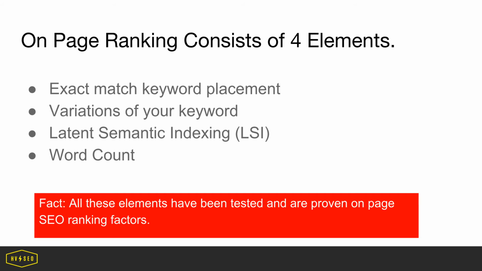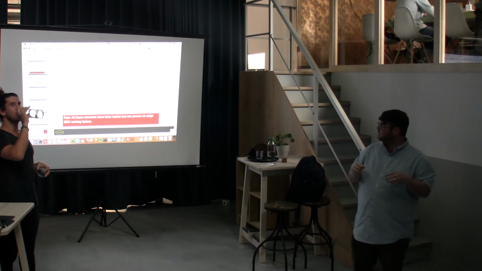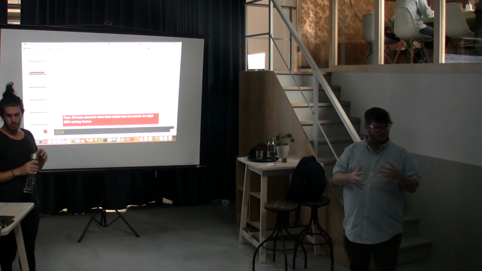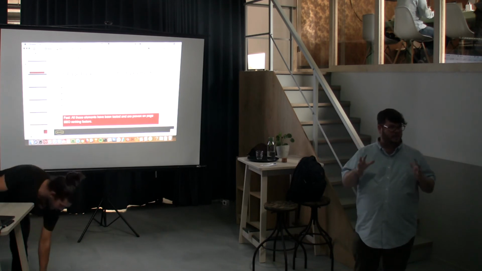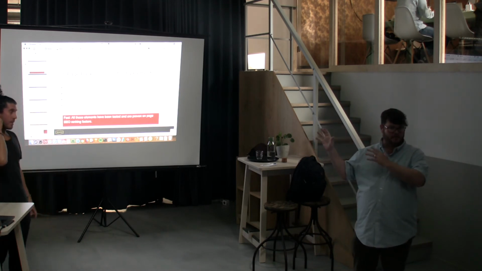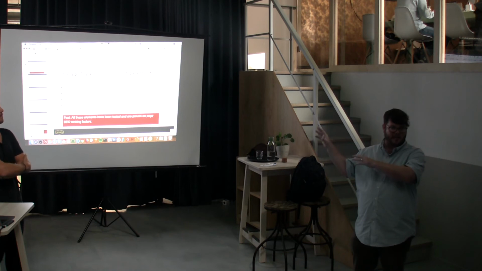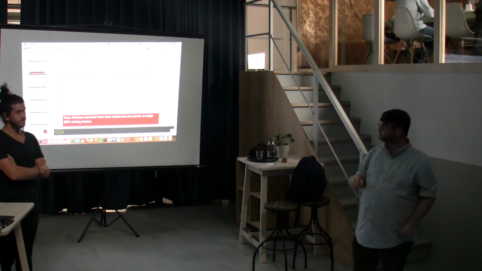There are 4 elements of rank. Using your exact keyword in specific places, so that's New Zealand ski packages exactly in particular places. Variations of that, latent semantic indexing, and we'll talk about what that is, and word count. When we talk about the 200 tests that we've done, a lot of the tests go into this right here. We've shown that these are the ranking elements and how to manipulate them.